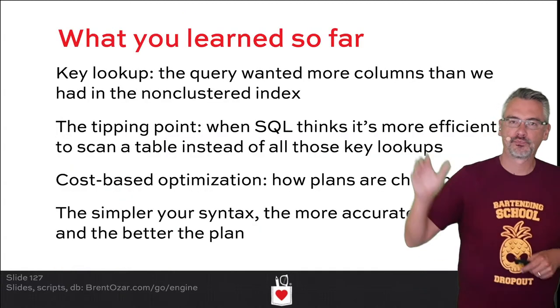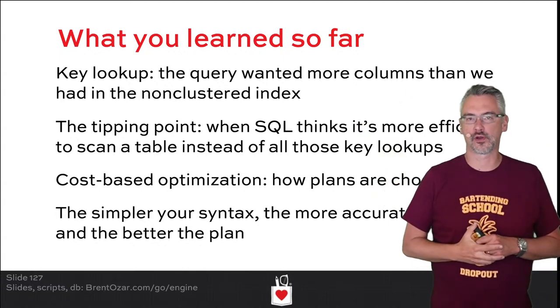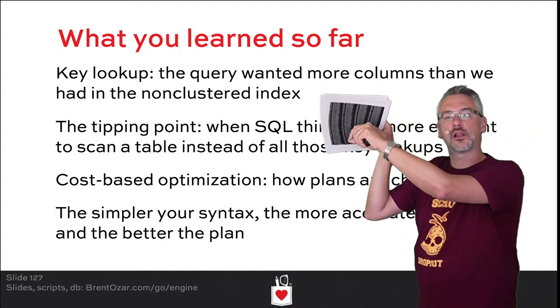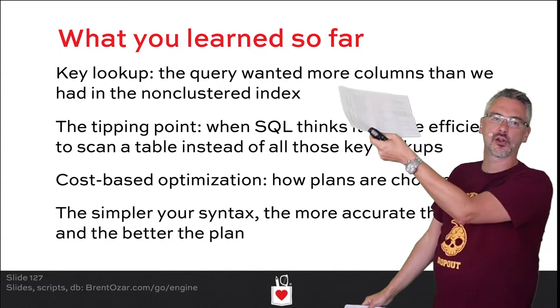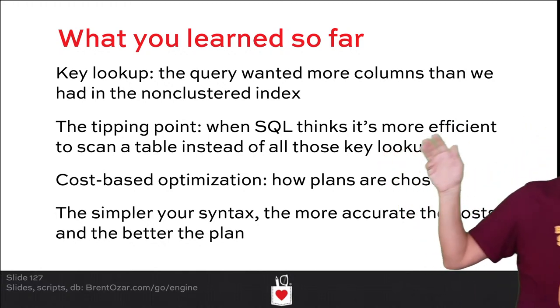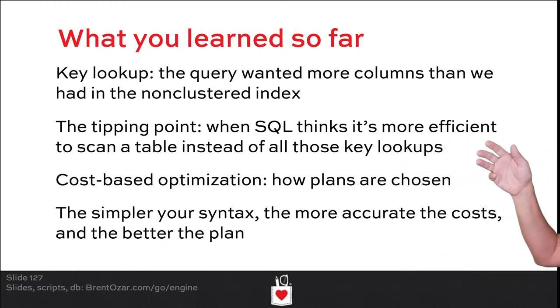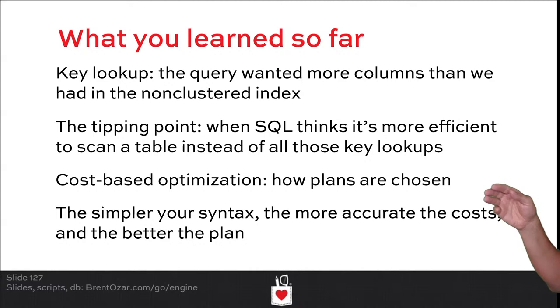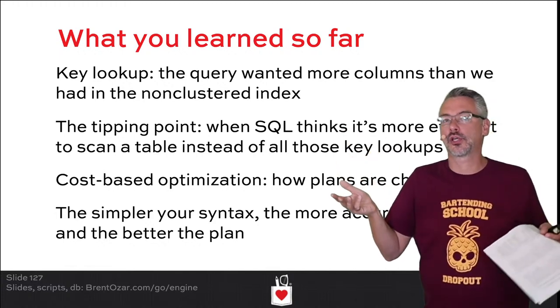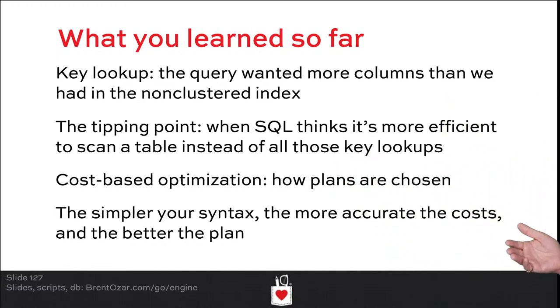So what have you learned so far? Key lookup means that the query wanted more columns than were available inside the non-clustered index. SQL Server wanted to use the non-clustered index, but because it didn't have all the columns that we needed, SQL Server had to go look things up by their key. Before the query starts, SQL Server has to calculate the tipping point where it makes sense to just ignore your indexes and do a table scan instead of all those back and forth key lookups. SQL Server makes those decisions using cost-based optimizations. It calculates estimated subtree costs for each of the query plans it comes up with, but they're only estimates, and they can totally be wrong. The easier your syntax is to understand, odds are the more accurate your query costs are going to be, and odds are the better of an execution plan you're going to get.